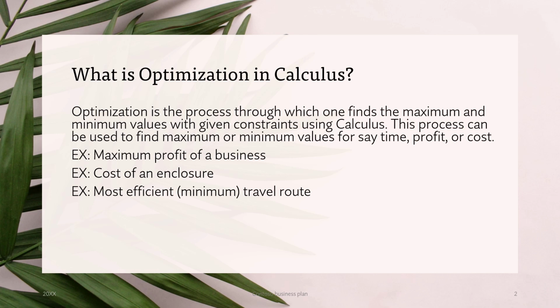What is optimization? Optimization in calculus is the process through which one finds the maximum and minimum values with the given constraints using calculus. This process can be used to find maximum or minimum values for, say, time, profit, or cost. So some examples are maximum profit of a business, the cost of an enclosure, which we'll see through my example, and the most efficient or minimum time travel route.